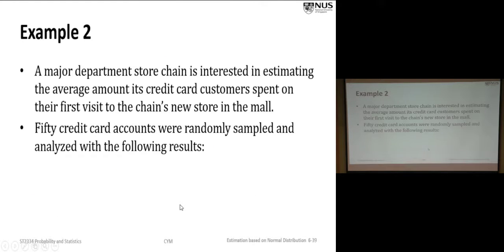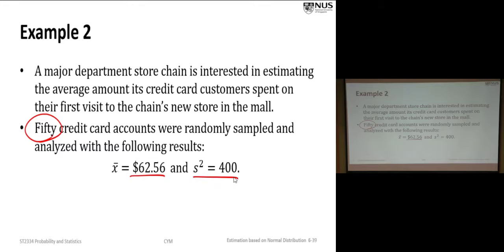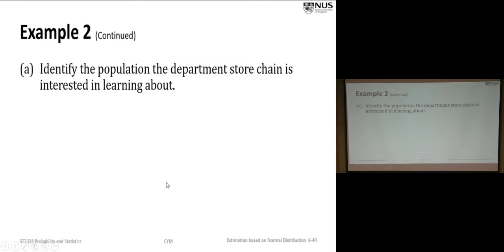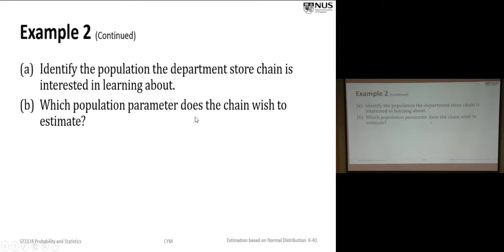All right, here's another example, about the credit card. So we have a sample size of 50 credit card accounts, and the mean is this one, and S squared is 400. And we are asked these questions. What is the population that we are interested in? Which population parameter does the chain wish to estimate?